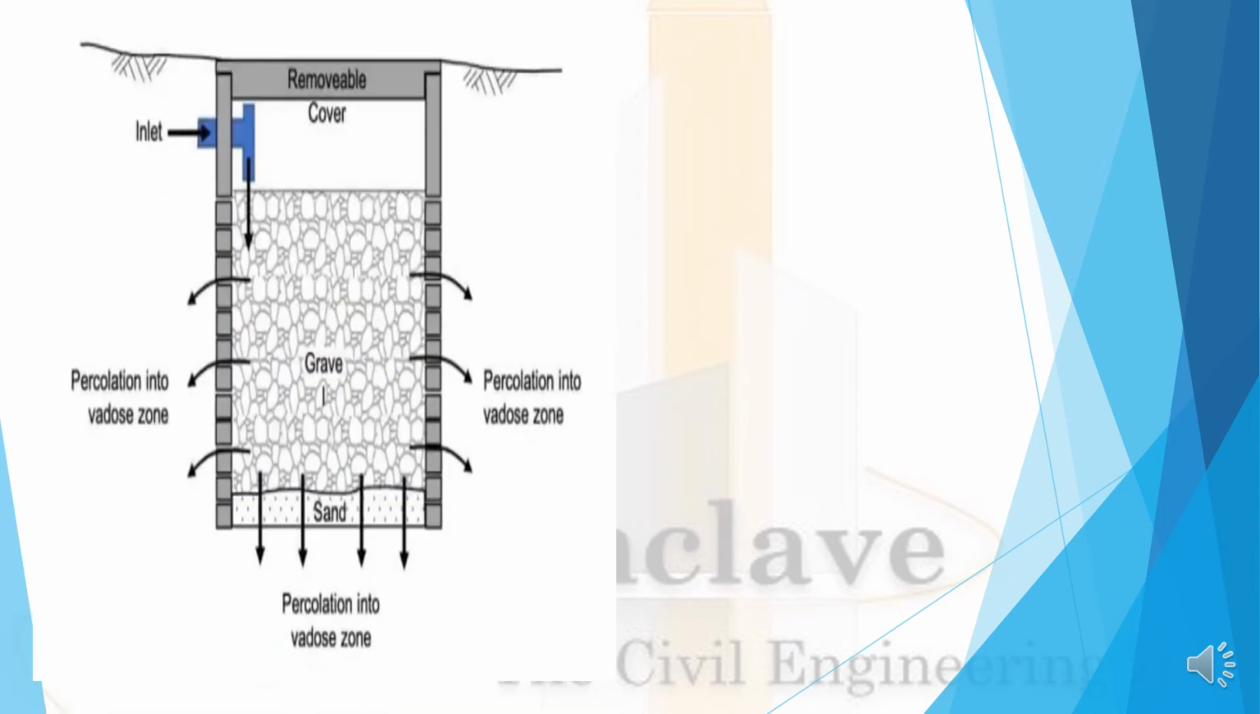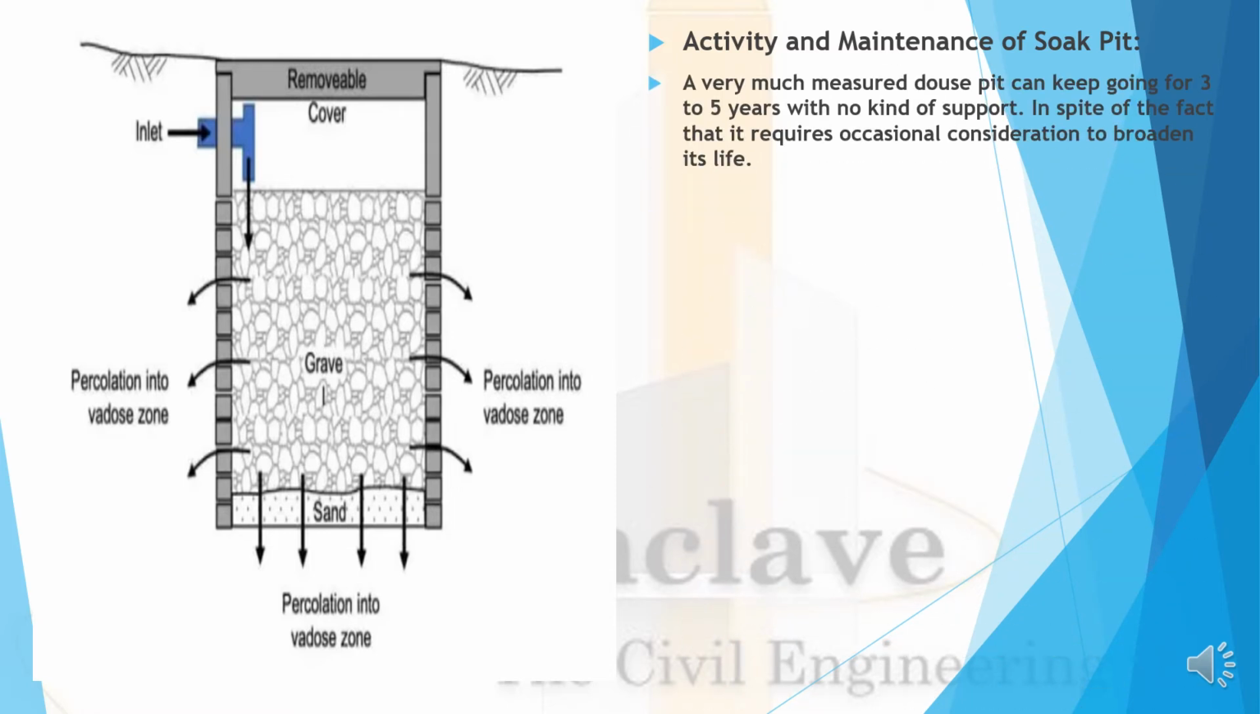See, this is the image of a soak pit. It has a cover, and it is the inlet. You have gravel filled up, percolation into the zone, from here it will go down below the ground, because here you have to have sand filled up so that it will segregate the water, so that the groundwater is increased.